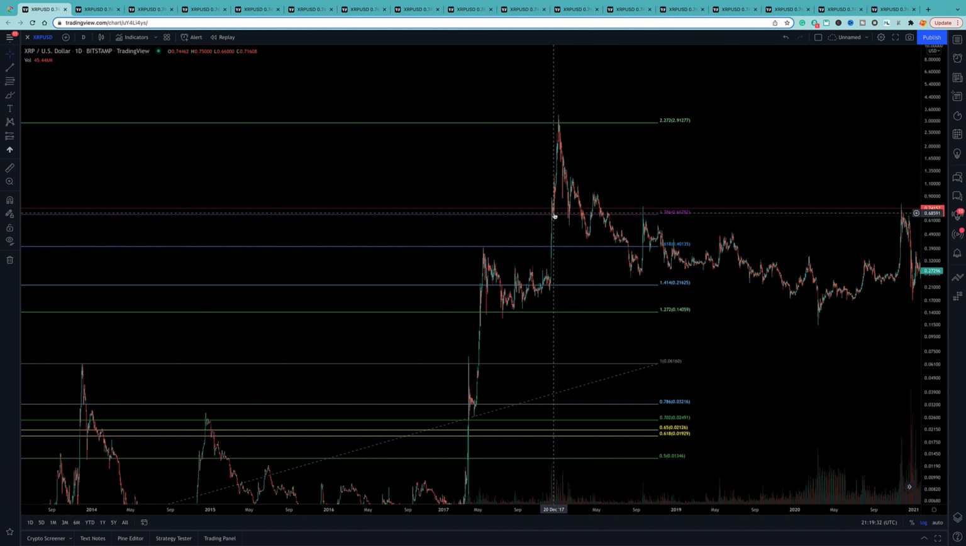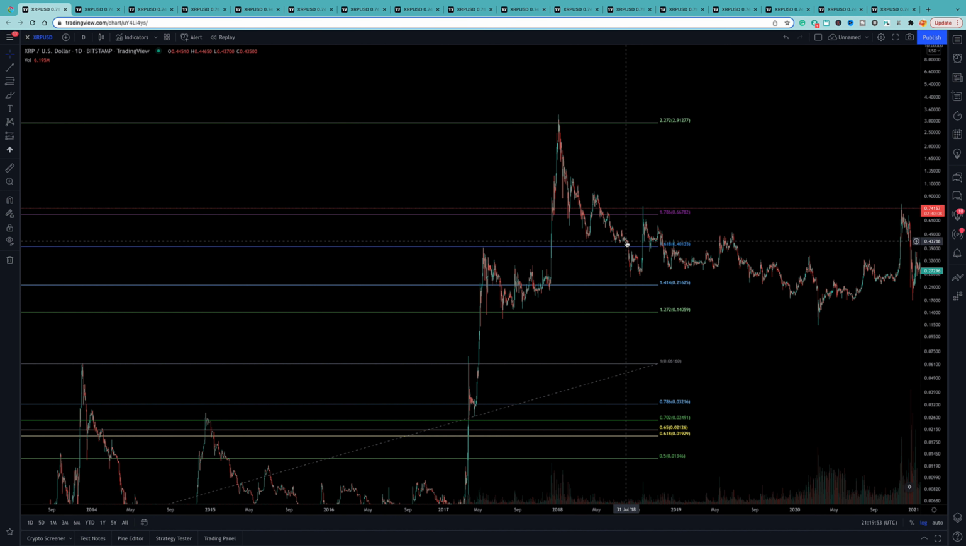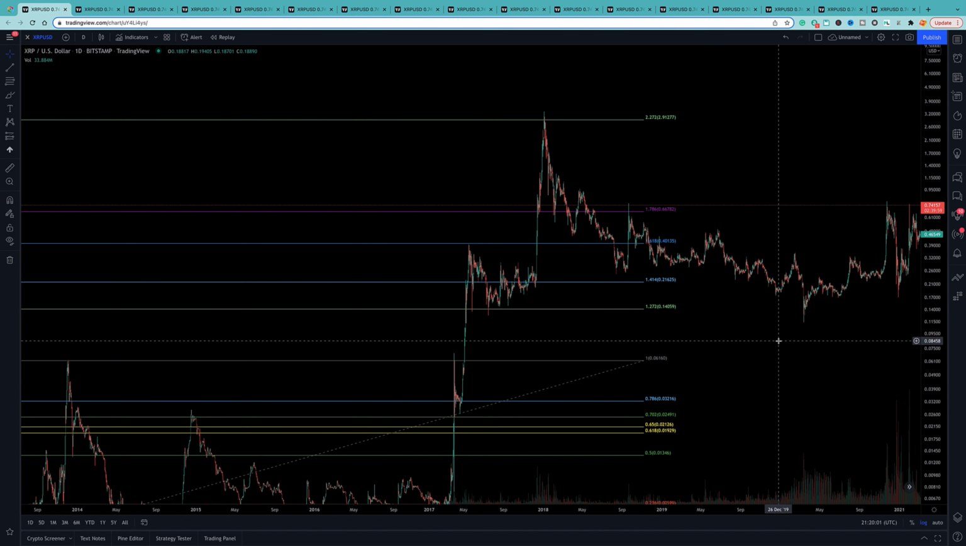Breaks to 786. Back tests it. There might even be a little bit of a back test in there. Back tests it. And again, up it comes to the 2772. Okay, peaks. Back onto the 786. Bounces. Down to the 618. Nearly down to the 414. And again, finds itself back up here. And then it floats on.